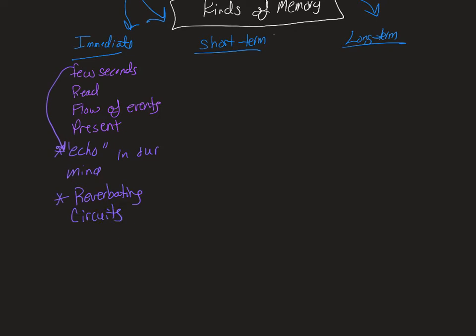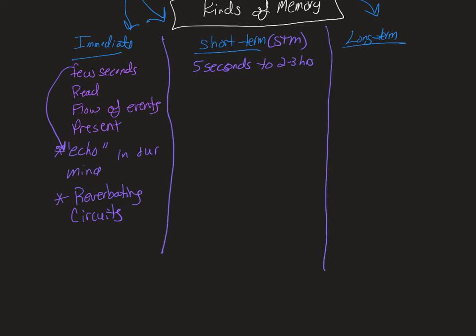Now, short-term memory, which we can abbreviate STM, okay? This one is a little bit longer. So we've got like 5 seconds to 2 to 3 hours, okay? I'm going to draw lines right here so I can do this. All right, so it lasts a little bit longer. This is really important for what we call working memory, okay? You're probably not often very aware of your immediate memory. You're probably more often thinking about your short-term memory, okay?